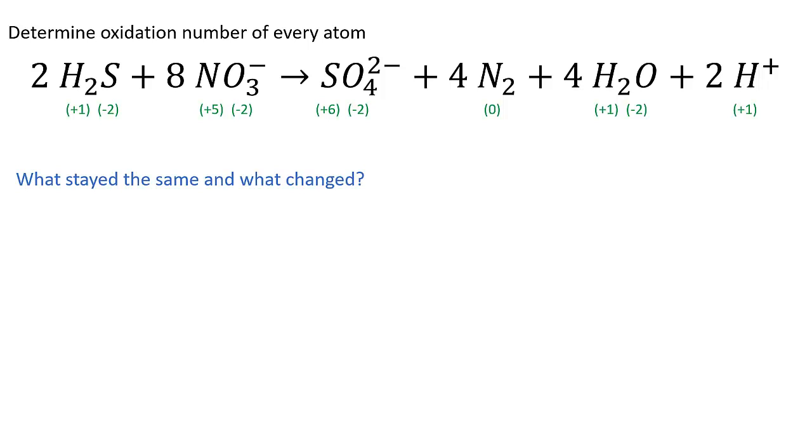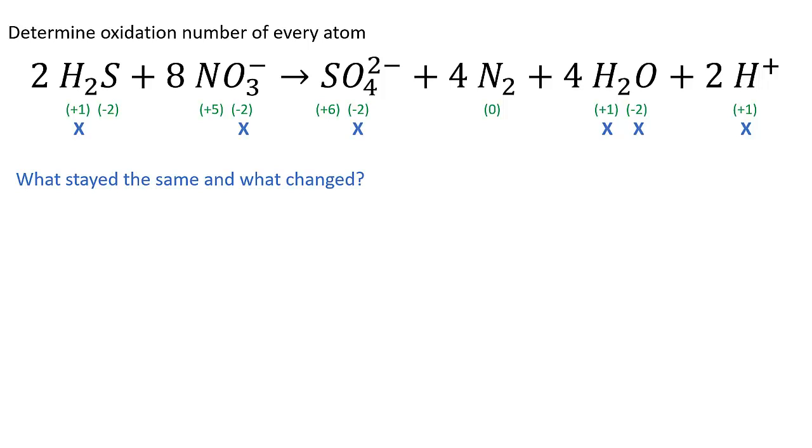When I ask that first question, what stayed the same, what I'm looking for is what element on the left has the same oxidation number on the right. So if you notice, hydrogen has a +1 as a reactant and a +1 as a product. So we're going to ignore all of those oxidation numbers because those did not change, which means hydrogen was neither oxidized nor reduced. I'm trying to figure out which was oxidized and which one was reduced in this equation. Did anything else stay the same? I hope you noticed that oxygen also stayed the same.